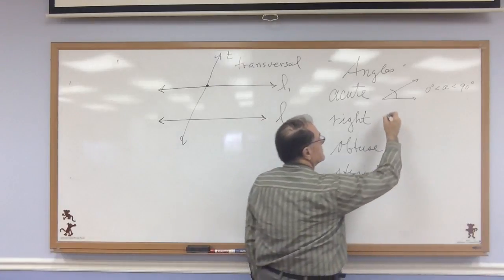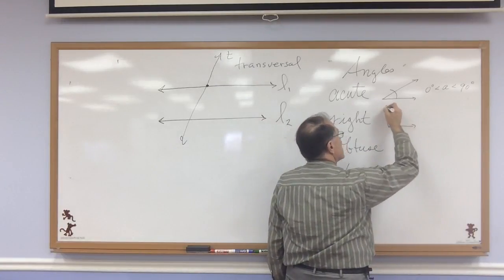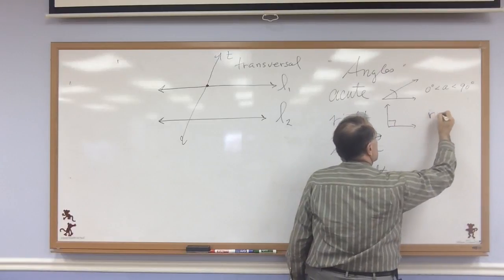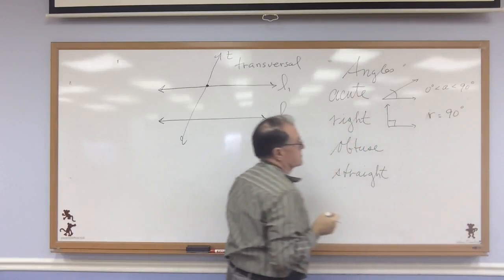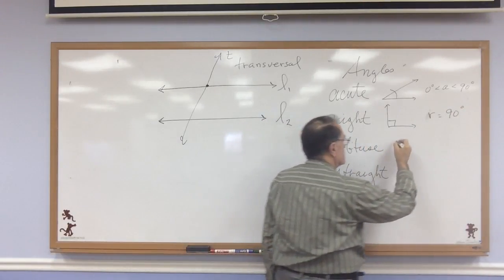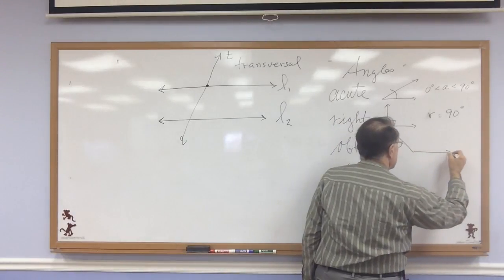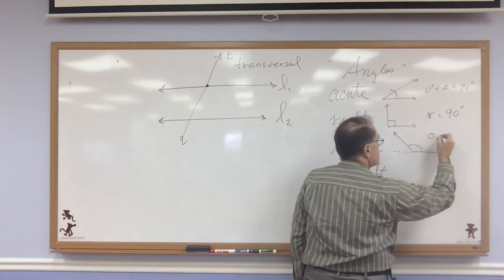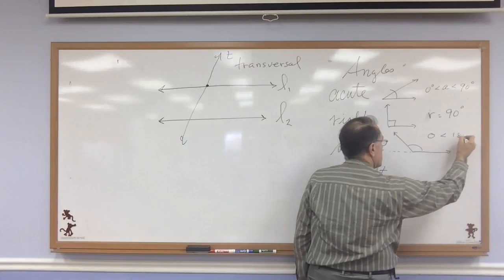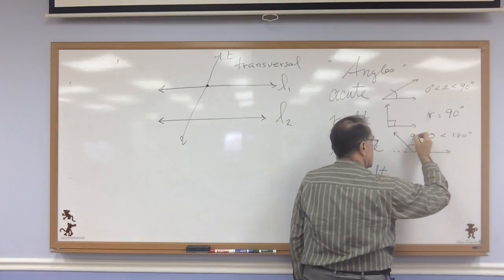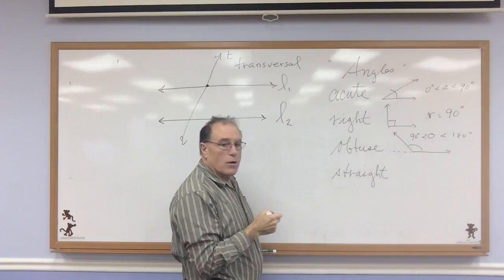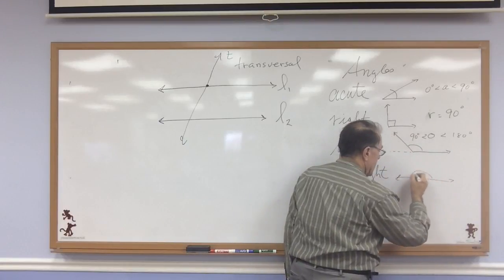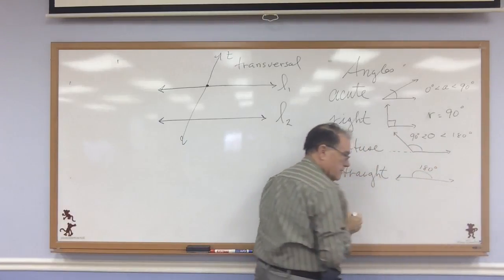A right angle measures 90 degrees. An obtuse angle is more than 90 degrees, but less than 180 degrees. An obtuse angle, less than 180 degrees, but more than 90 degrees. And the fourth type we have is a straight angle, a straight line, and that measures 180 degrees.